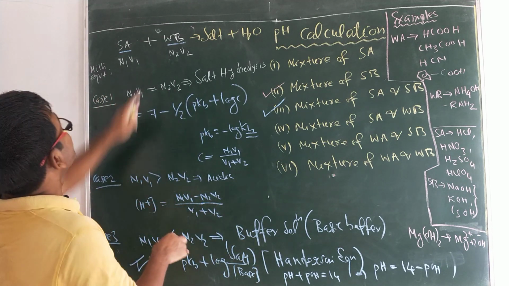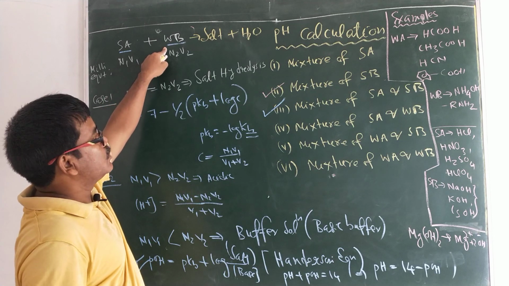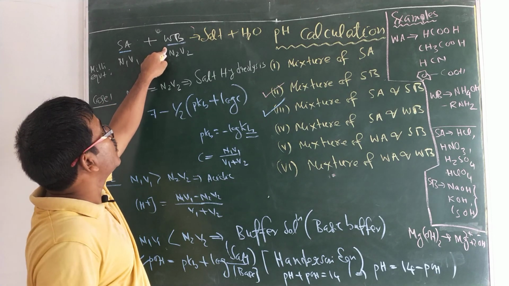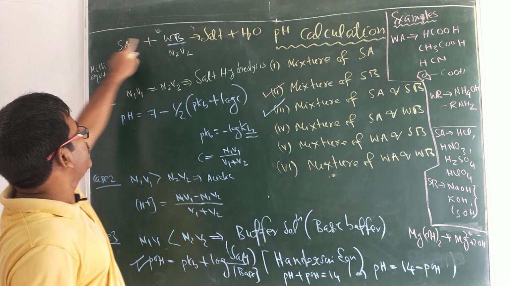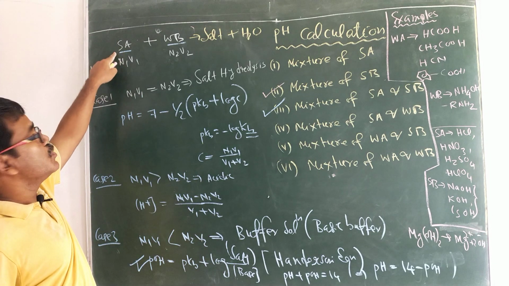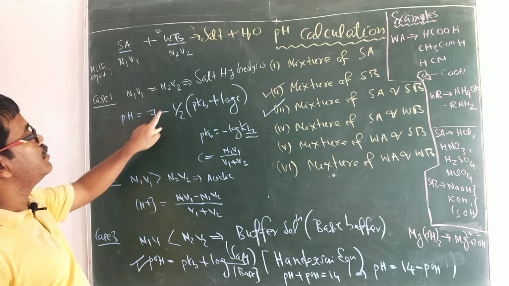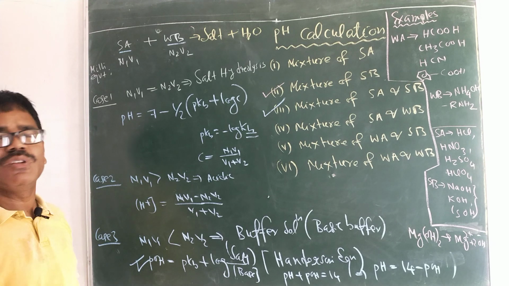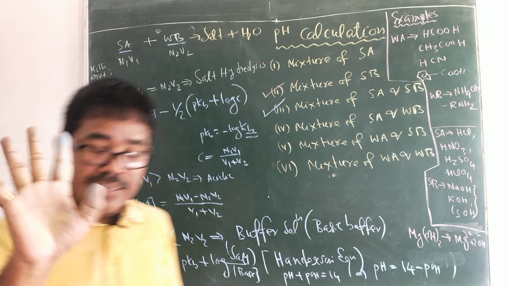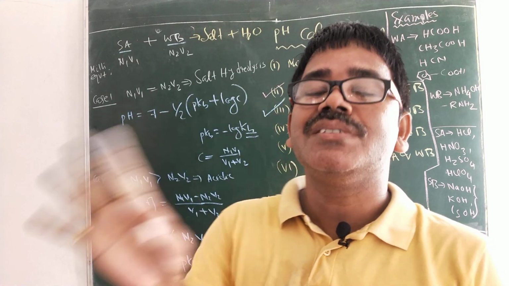In this case, the weak part is the base. Therefore, the solution will be acidic, because the strong part is the acid. Acid will dominate. The pH will be less than 7. The pH is equal to 7 minus half pKb plus log C. So there are so many formulas. You need to understand that. Case to case, the relation changes.